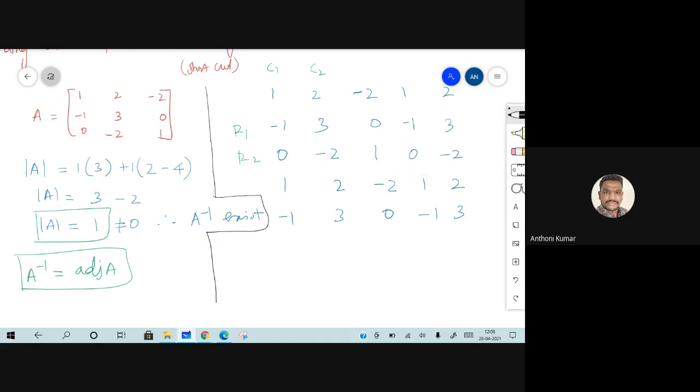After writing this, students, I'll repeat how to write this one. First, write the given matrix. After that, on the right hand side, you have to repeat C1 and C2. After that, repeat R1 and R2. You'll be getting a 5 by 5. In that 5 by 5, delete the first row and first column. You'll be having 4 by 4.